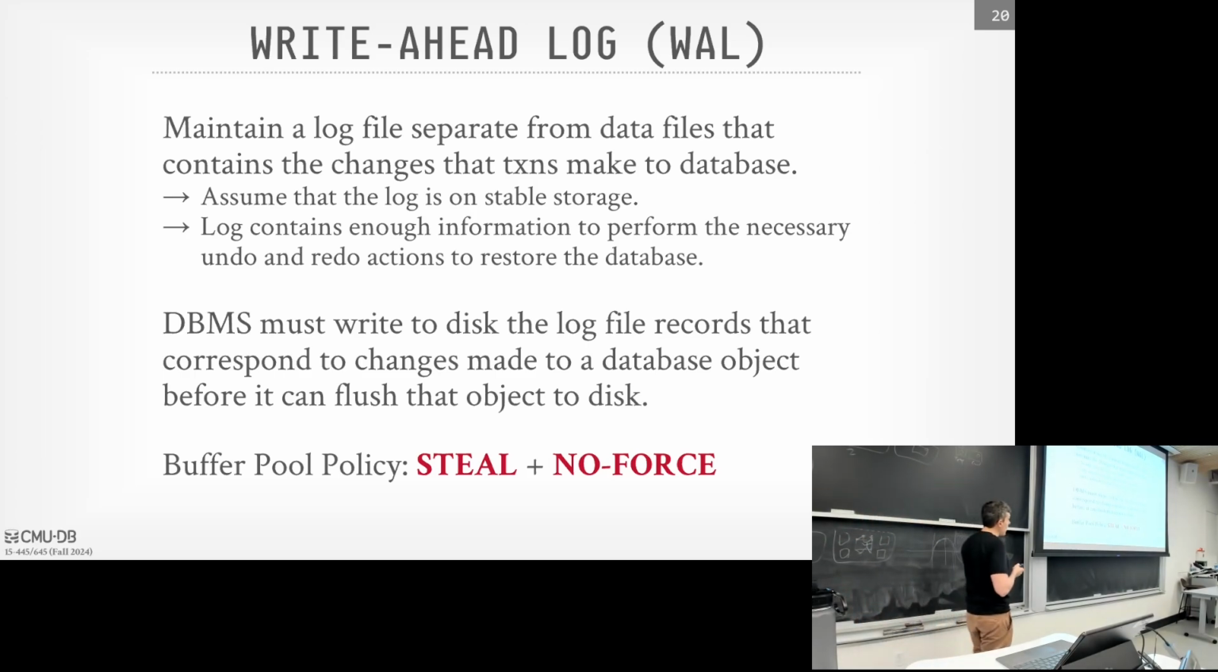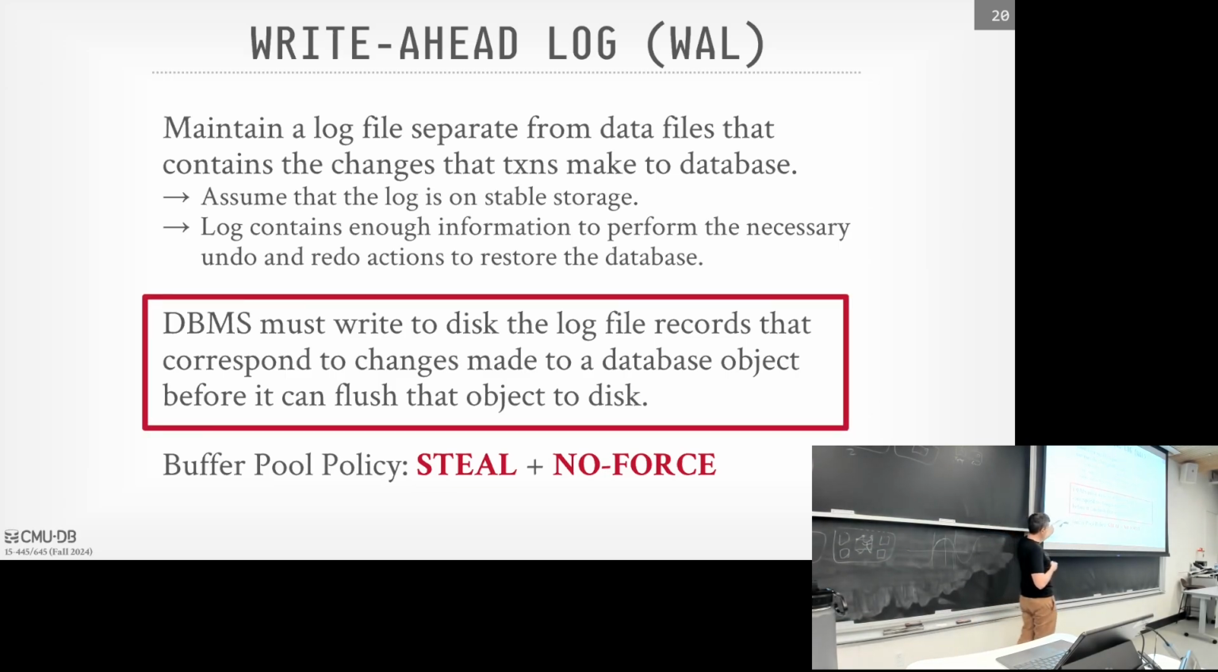And the key thing we're going to have to do to make this all work is this part right here. If we tell the outside world that a transaction is committed, then we need to guarantee that all the changes it made to the database, the corresponding log records for those changes, are flushed to disk. And before we're allowed to write out any dirty page from the buffer pool out to disk, we need to make sure that the log records that made that page dirty are flushed out to disk first.